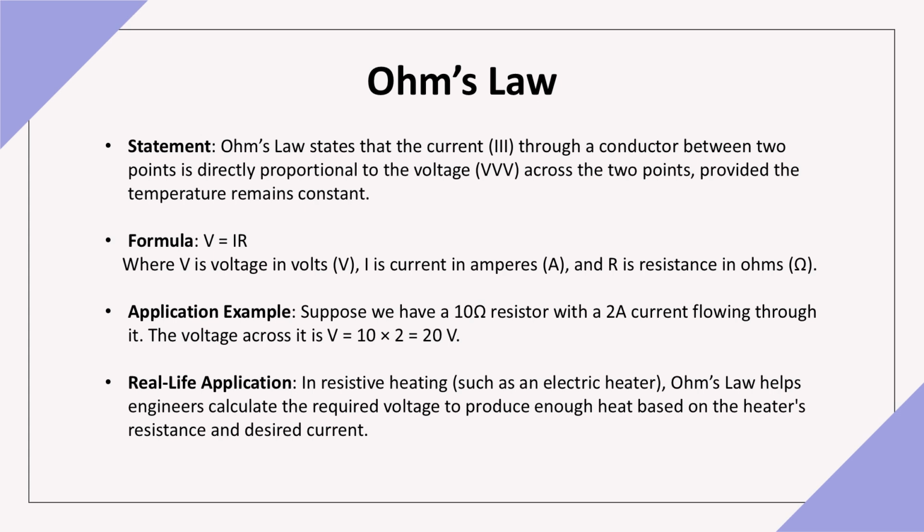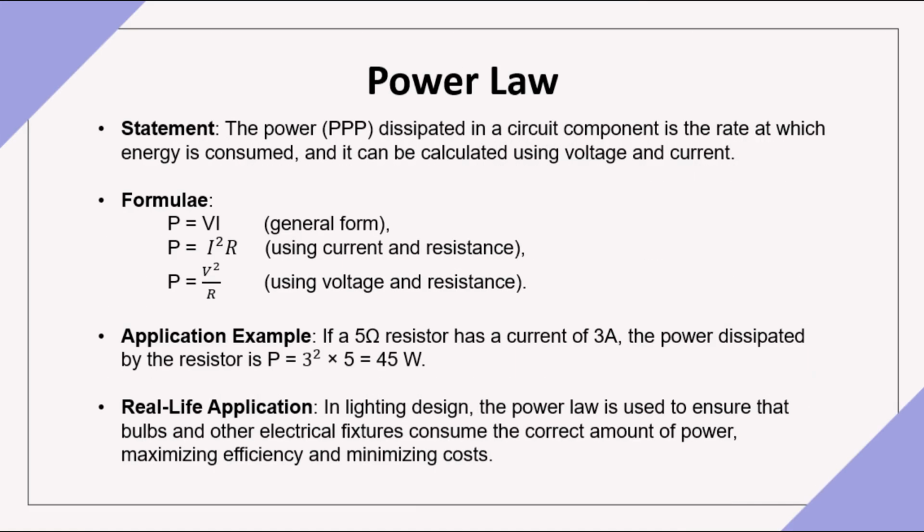This relationship helps engineers design everything from simple circuits to complex electronic systems. The power law helps us understand energy consumption in circuits. Power, measured in watts, can be calculated in 3 ways: P equals VI, P equals I squared R, or P equals V squared by R. These equations are interrelated through Ohm's law.